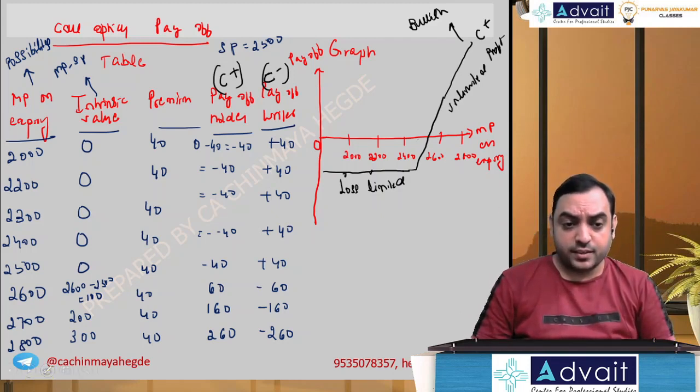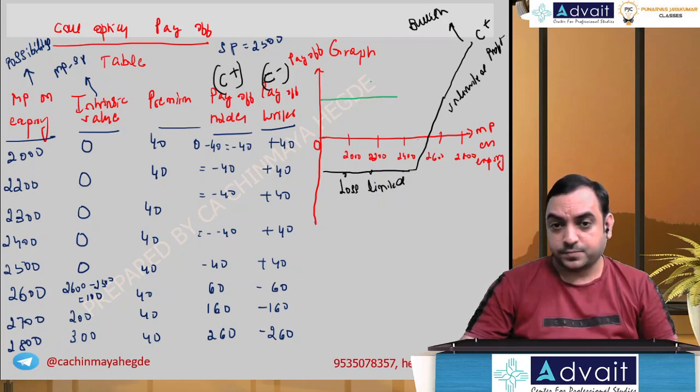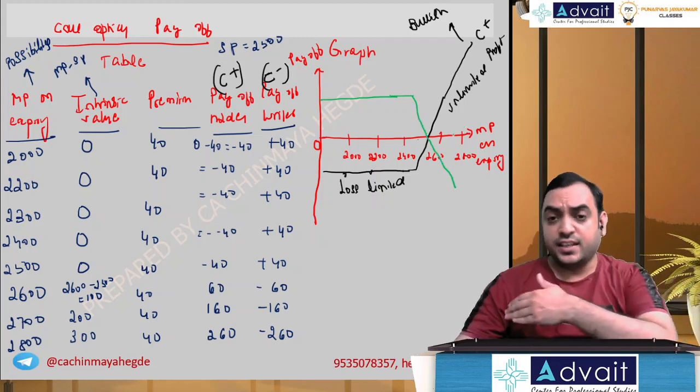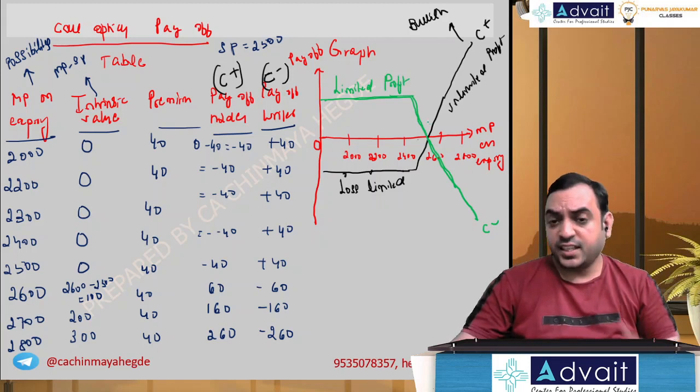What about the option writer? Exact opposite. He makes the exact same profit when the market price is flat. And when the market price increases, he starts making loss. So this green one is for C minus, that is for the option writer. He makes limited profit, and his loss is unlimited.